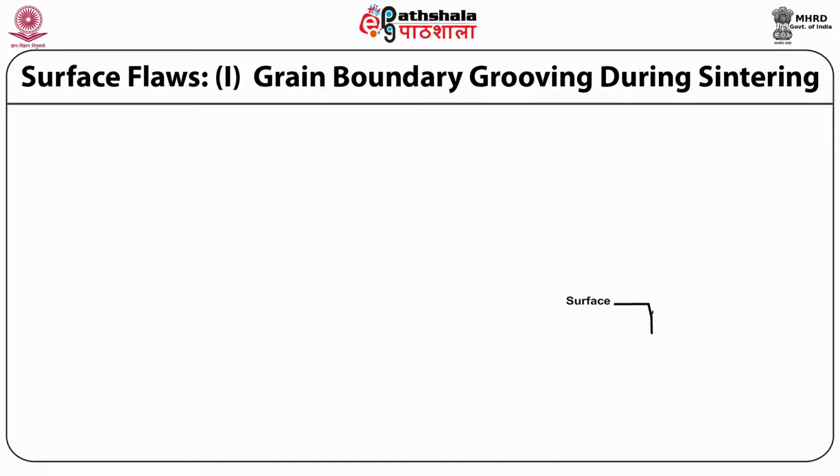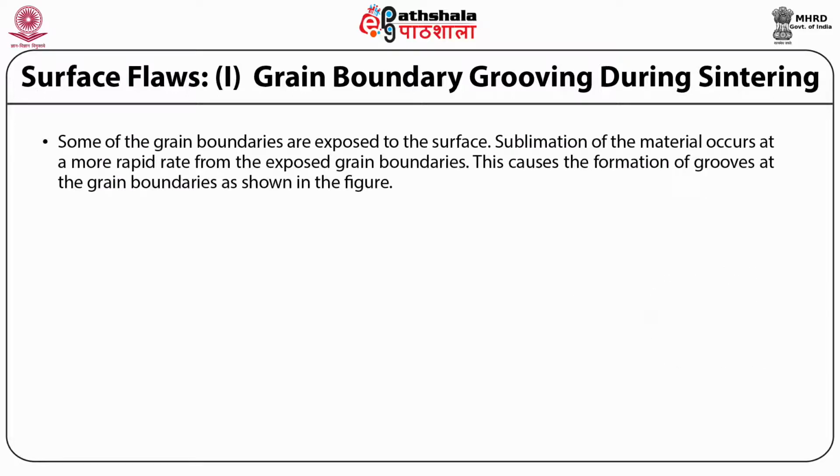So let us now discuss the surface flaws, and the surface flaws in a ceramic can arise from various reasons. Let us first discuss the first reason, that is grain boundary grooving during sintering. Some of the grain boundaries are exposed to the surface, so the sublimation of the material occurs at a more rapid rate from the exposed grain boundaries.